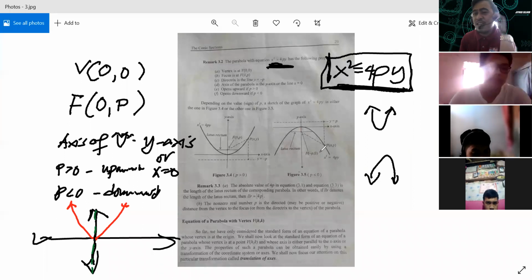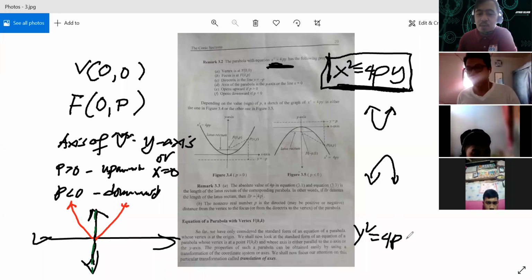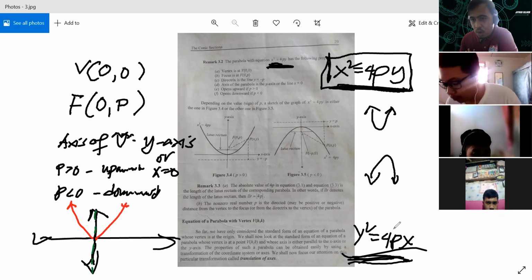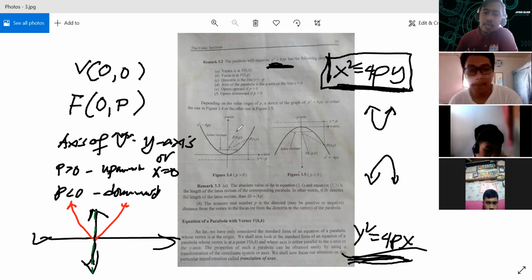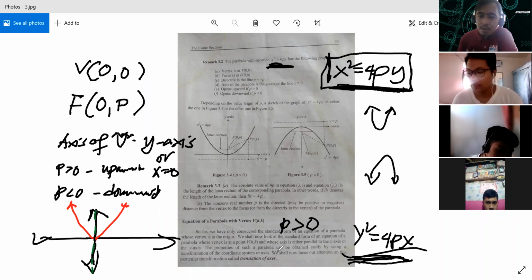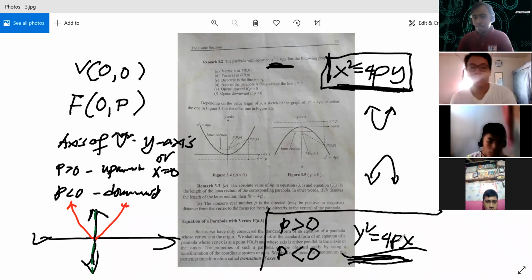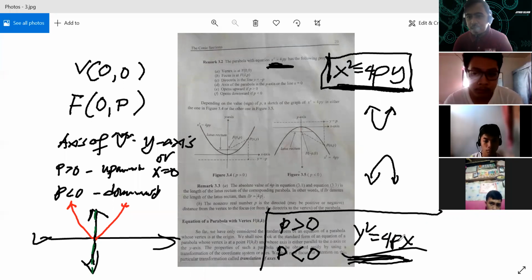Yes, let me correct it. It should be, for the earlier one, y squared equal to 4px, it's either opening to the right or opening to the left. It is opening to the right if your p is greater than 0, and it is opening to the left if your p is less than 0. Okay? Let me correct the first one. Clear, class?